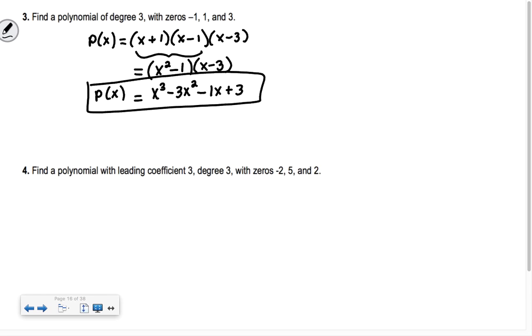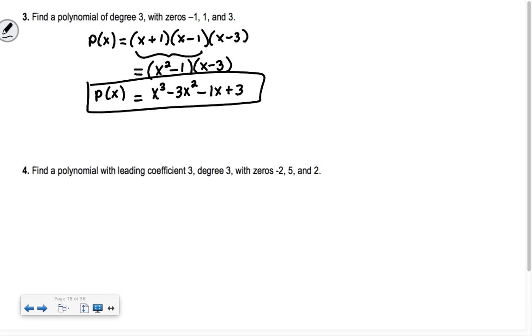Okay, is that the only polynomial with those zeros? No, you could have any coefficient out front. So you could have any number right here that you're multiplying it by at the very end. Like maybe I say with the leading coefficient of 5, then I would multiply my entire result by 5, so I'd have 5x cubed minus 15x squared minus 5x plus 15. Make sense? All right, so that's what this one says.